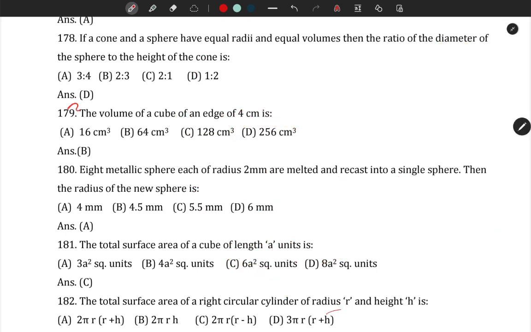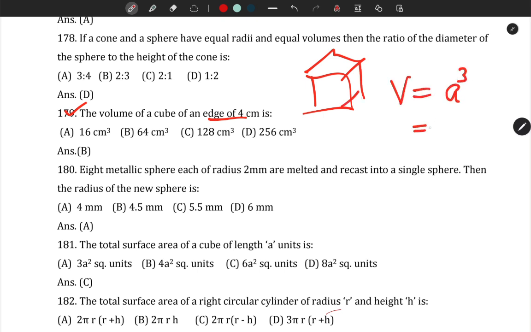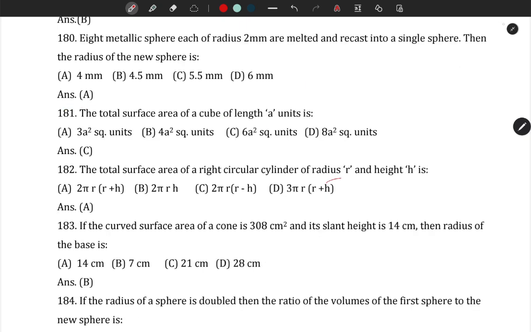Next question, the volume of a cube of edge 4 centimeter. We know the volume of a cube is given by the formula edge cube. Edge is 4, so 4 cube, 4 into 4 into 4 is 64 centimeter cube. So the answer is 64 centimeter cube.